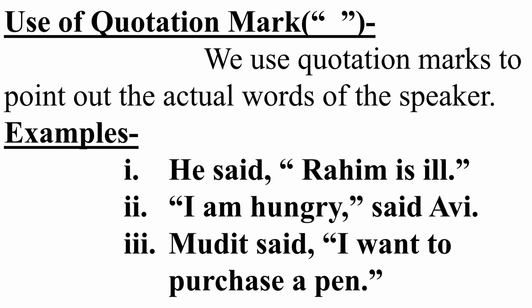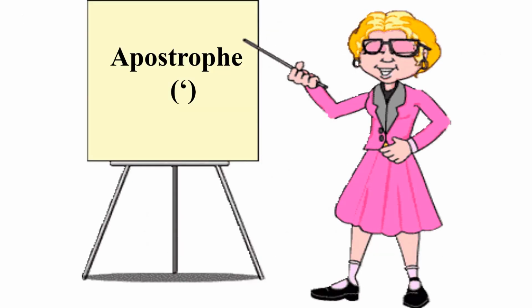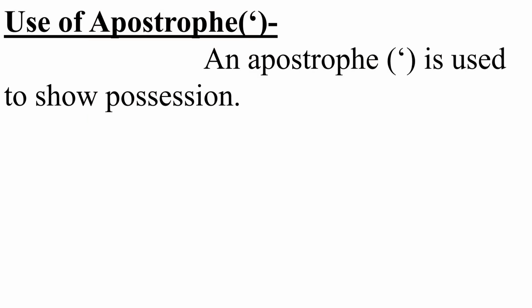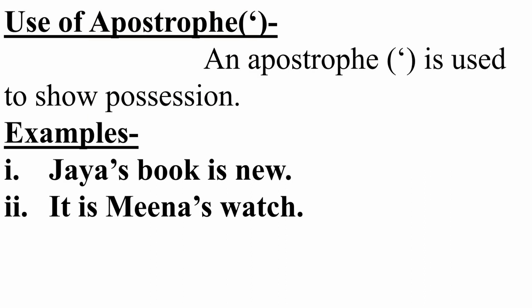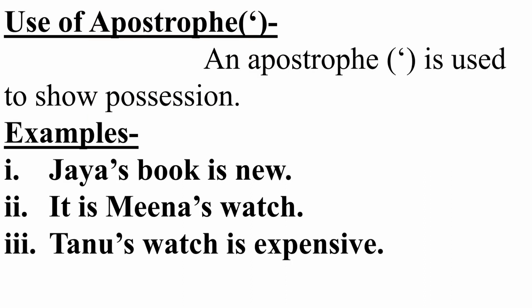आपने देखा होगा कि जब कोई डायलॉग बोलता है तो उसकी पर्टिकुलर बातें कोटेशन मार्क्स में होती हैं. कोटेशन मार्क्स को हम इन्वर्टेड कॉमास भी कहते हैं. After this, apostrophe. An apostrophe is used to show possession. For example, Jaya's book is new. It is Beena's watch. Tanu's watch is expensive. जब कोई पर्टिकुलर थिंग किसी पर्टिकुलर पर्सन से रिलेट या बिलोंग करती हो तो पोजेशन को शो करने के लिए एपोस्ट्रॉफी का यूज होता है.